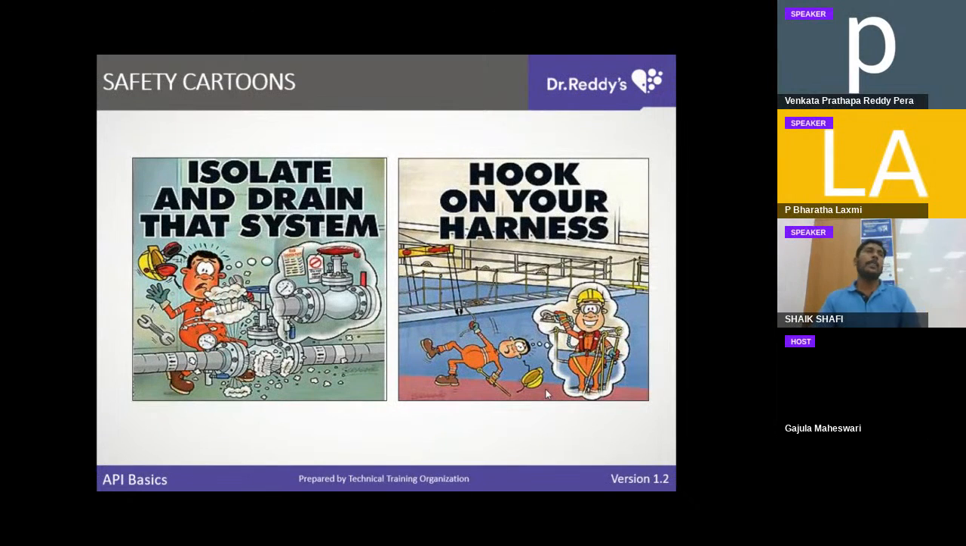Again, let us take an example. Isolate and drain that system. Before we take up any breakdown activity, we need to isolate the power and we need to isolate the valves before working on that system. Otherwise, if you are working on a system and someone operates that system, it leads to a fatality. There are a lot of issues, so we need to follow proper safety. So I'm trying to explain this to you using these cartoons. Yeah, proceed, Maheshwari.